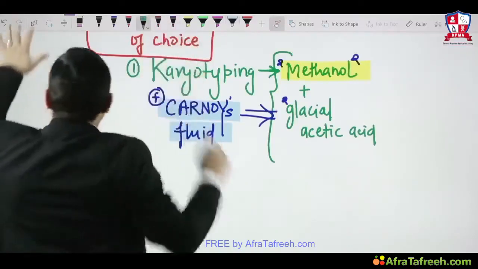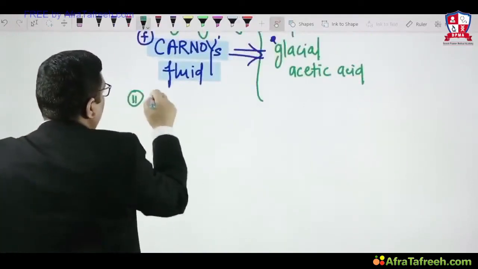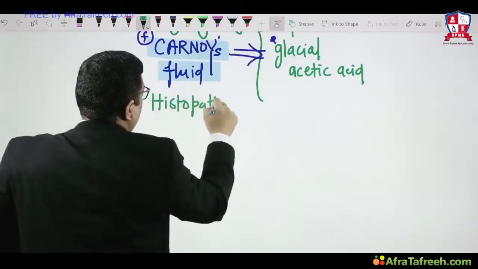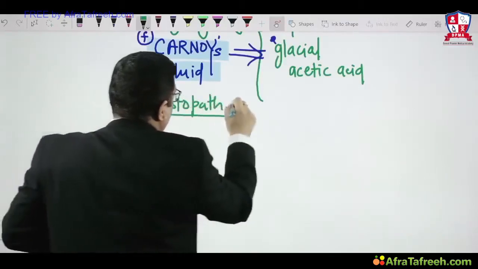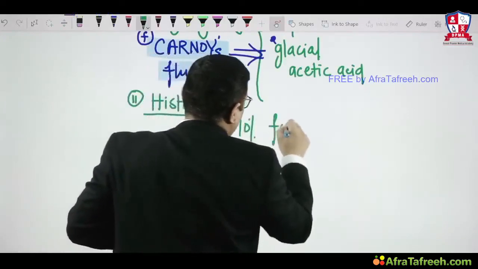Now coming to another important thing: histopathological examination. This was an All India and AIIMS question. In histopathology, what is the ideal fixative? It is 10% formalin.